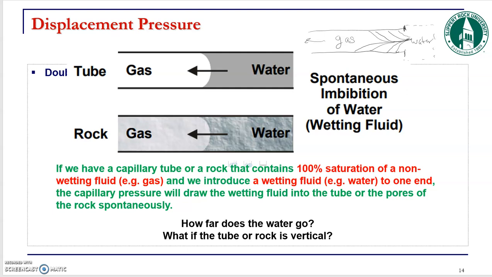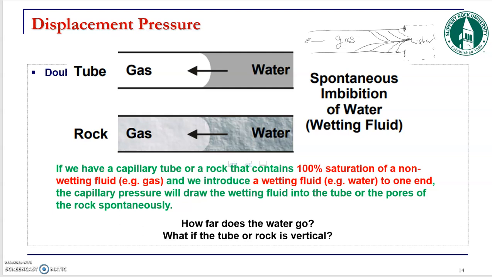So this is called spontaneous imbibition. It means that you don't really need to push the water into the pore in order to displace the gas, because the water itself likes the surface of the tube and it will displace the gas by itself. Okay, this is called spontaneous imbibition, right?